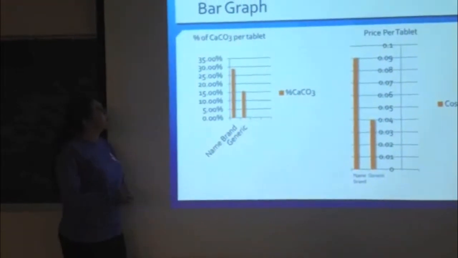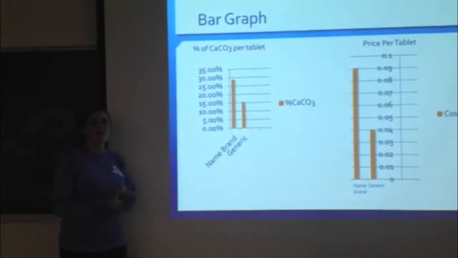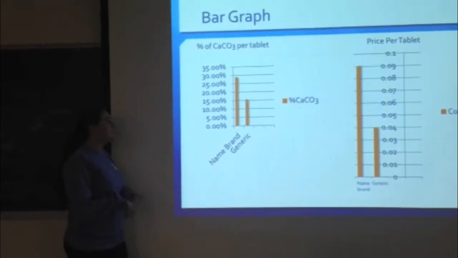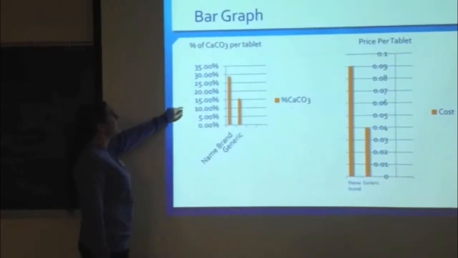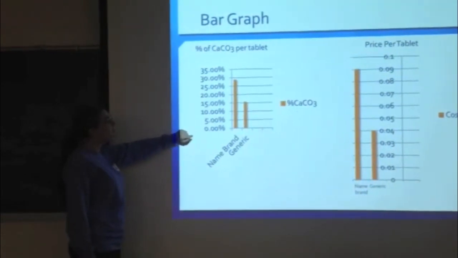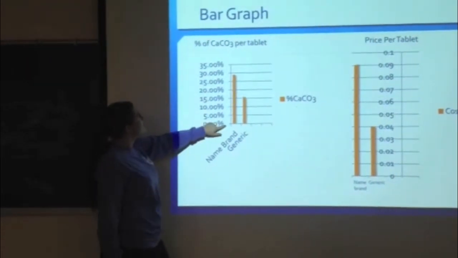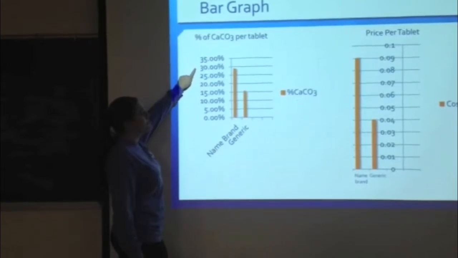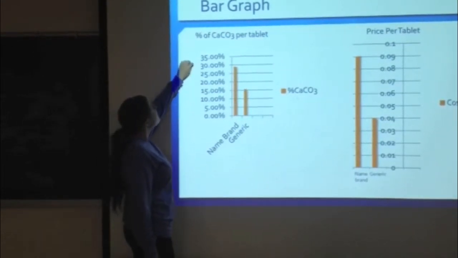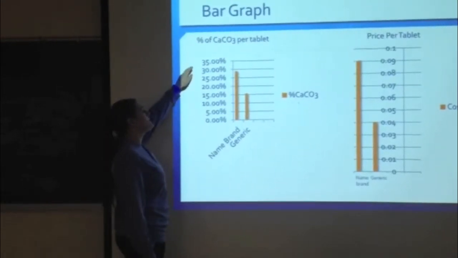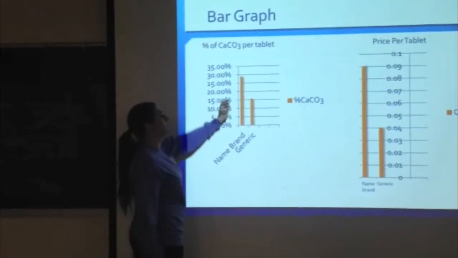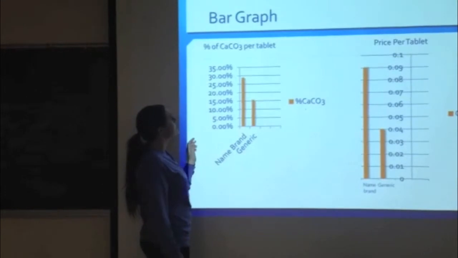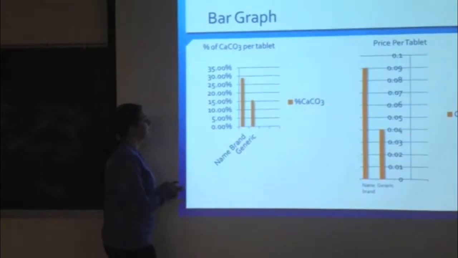Okay, so this is our bar graph comparing both the name brand antacids and the generic brand. Here we have our percentage of calcium carbonate per tablet. As you can see, the name brand does have a higher percentage of the calcium carbonate. It is at about 27%, and our generic brand has about 16%. So there is quite a bit of difference.